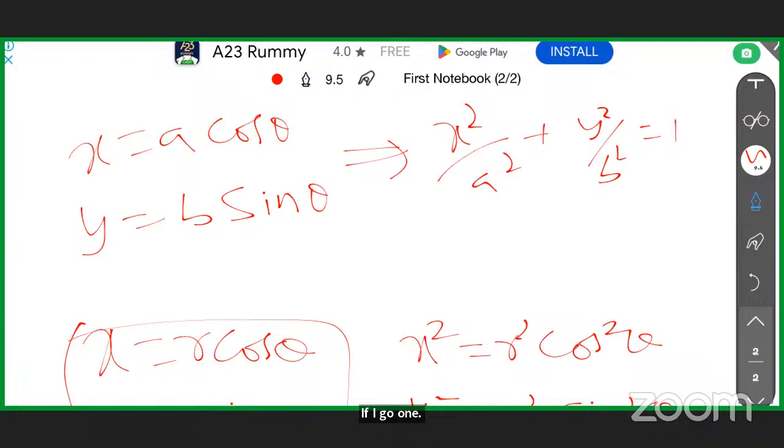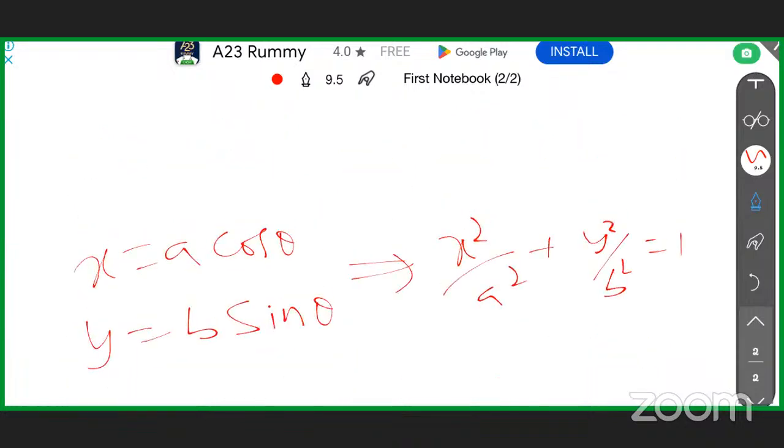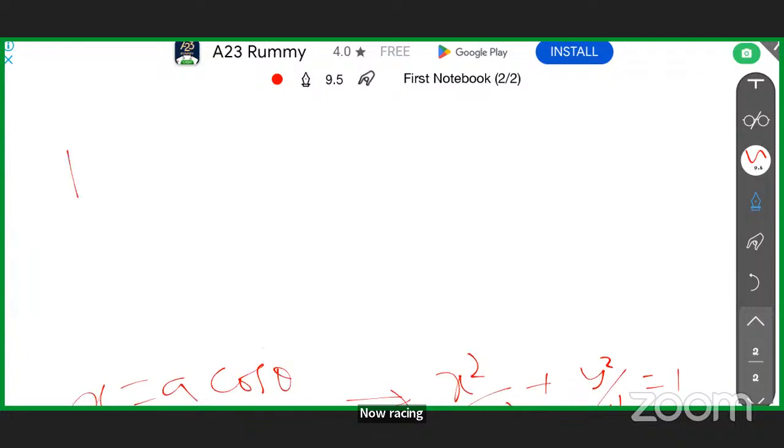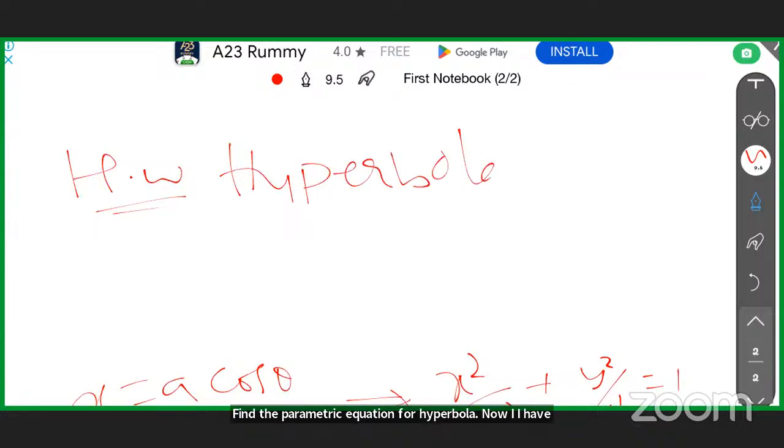Now, based on this topic, I'm giving you homework. Find the parametric equation for hyperbola. I have the answer with me itself. You have to know the basics of trigonometry. No need of spending time. You can easily say, "Sir, this is the thing." I have to add a and b in front, and you have to tell. So your homework for tomorrow is you should tell me what is the parametric equation for hyperbola.